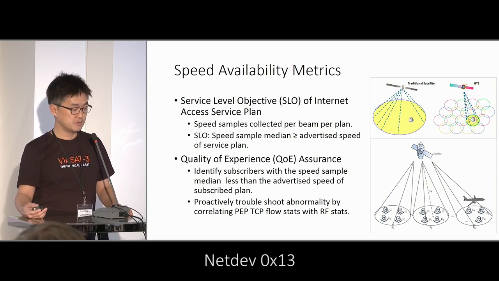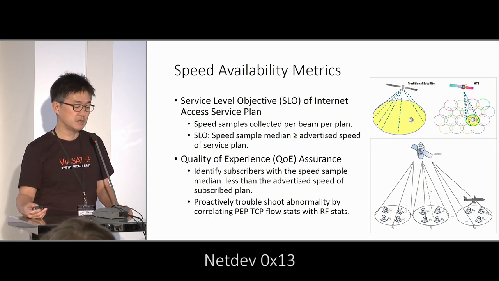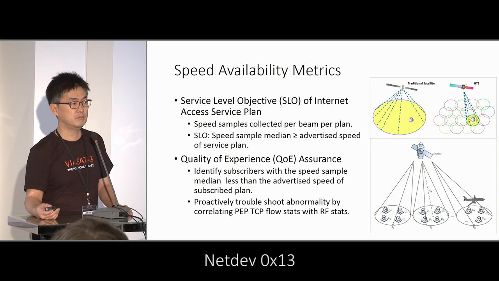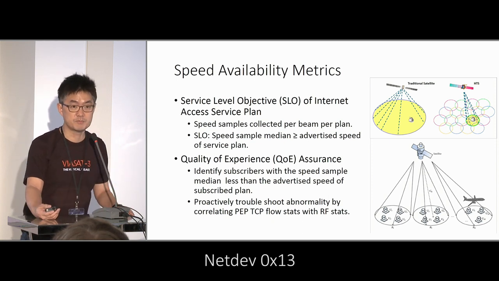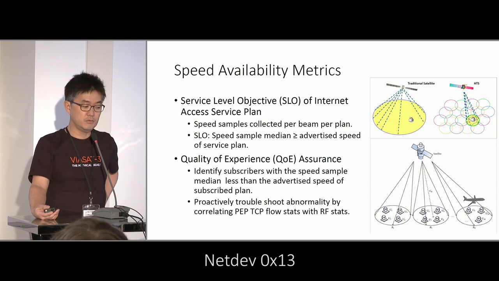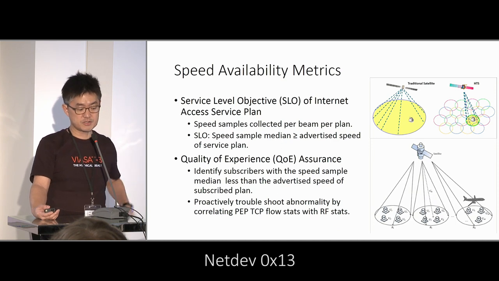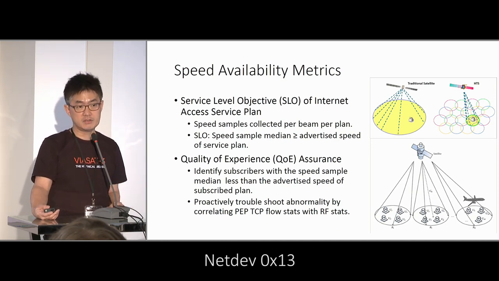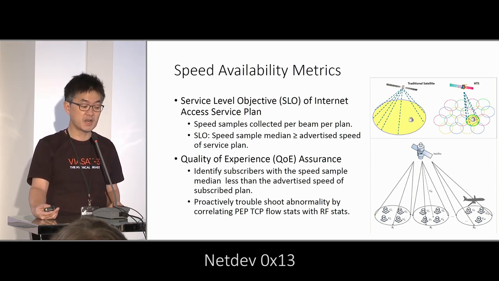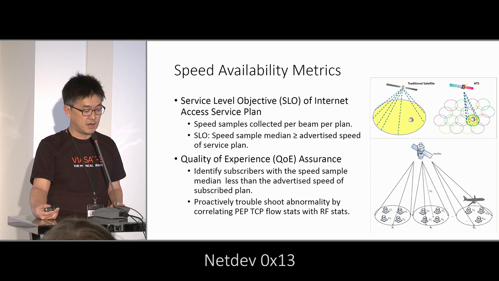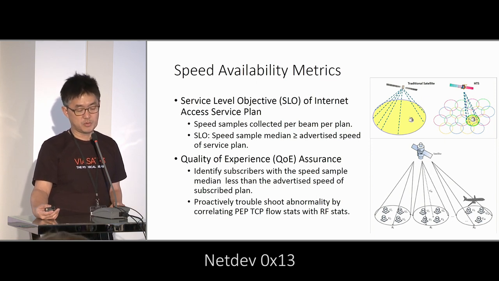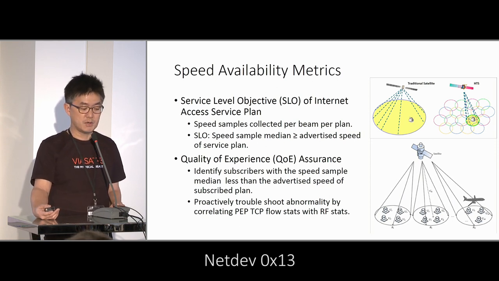Okay, so I would like to give a little more picture in terms of SLO. This picture shows a traditional satellite and then a high throughput satellite. In the high throughput satellite, these days you use something called spot beams. That means we are reusing the frequency in smaller cells, so that we can create a high speed broadband link in that smaller area, and then we really have to monitor the bandwidth and usage performance of each beam.